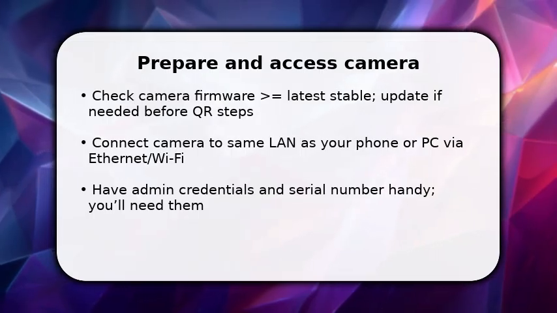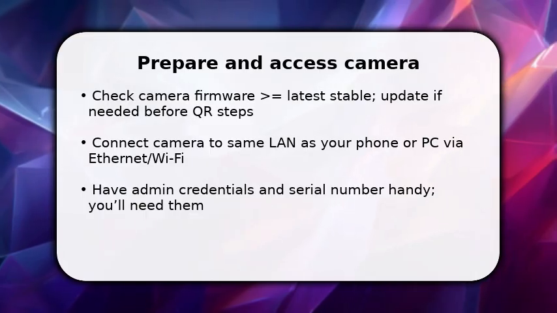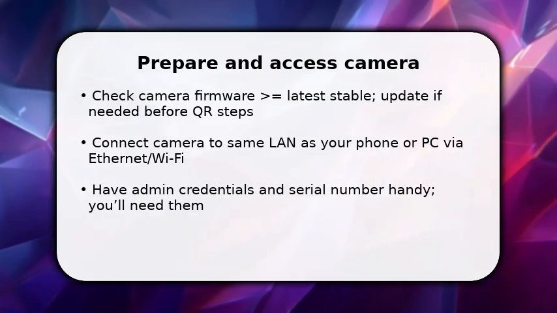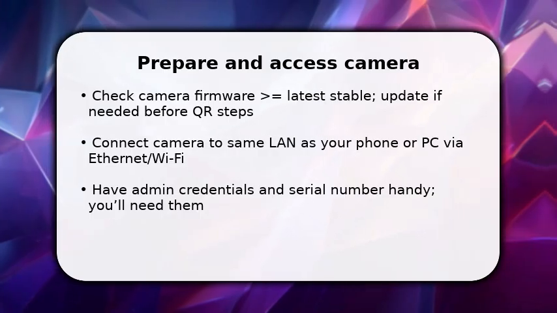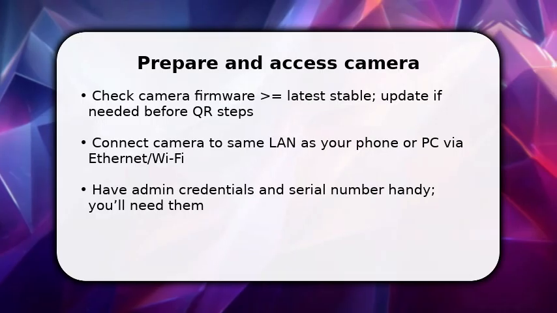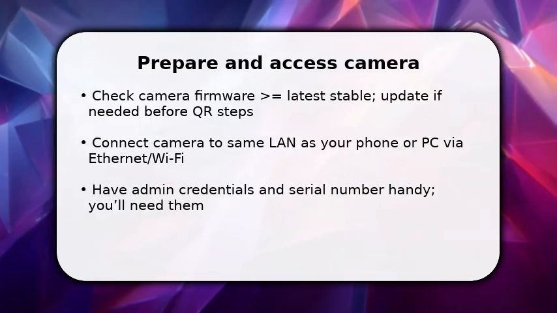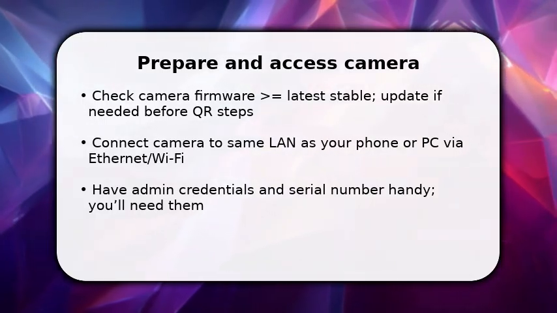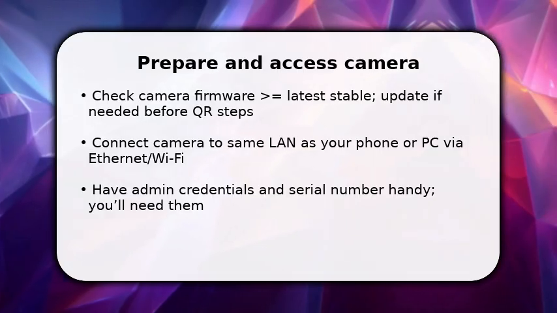You start by confirming prerequisites so the QR process won't fail. Make sure the camera is powered, on the same network as your phone, and running a recent firmware version. Outdated firmware often disables QR generation. Once done, log in with an admin account or note the serial number printed on the unit.